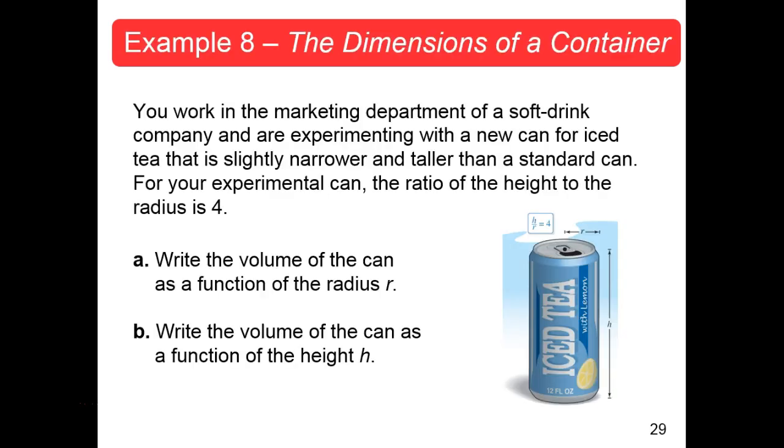Okay, so let's move on to applications. You work in the marketing department of a soft drink company, and you're experimenting with a new can for iced tea that is slightly narrower and taller than the standard can. You've probably seen things like this happen before. For your experimental can, and this is a key thing here, the ratio of the height to the radius is 4.